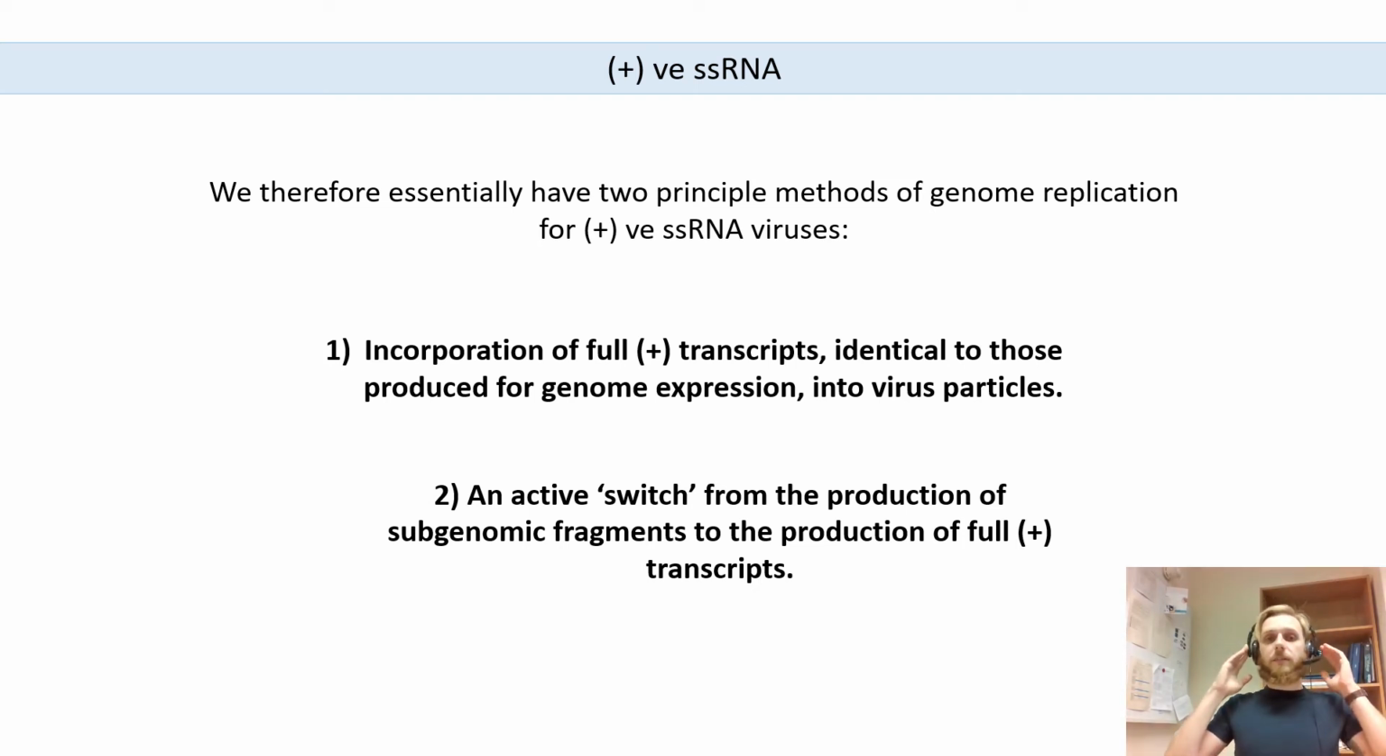The second method of genome replication in these positive sense single-stranded RNA viruses involves an active switch from genome expression to genome replication. An active switch from the production of subgenomic fragments, which are translated, this is genome expression, to the production of full-length genome copies that represent exact copies of the genome, essentially. This is genome replication. So again, hopefully that was clear.